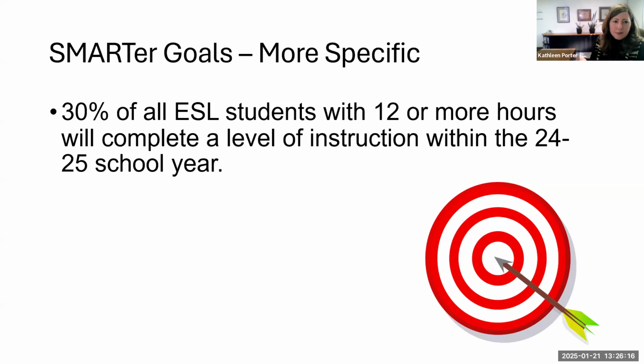We don't know what percent of our students are completing a level now. We don't know how they're going to make this change. What are they going to do differently that's going to result in this? So how are they changing action?